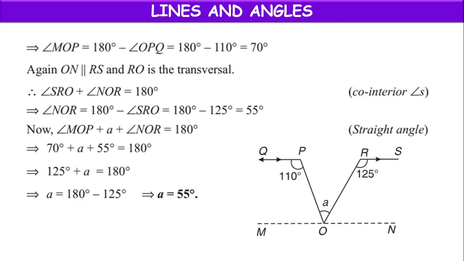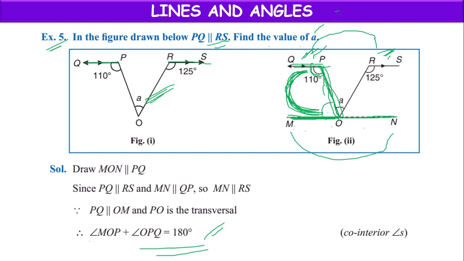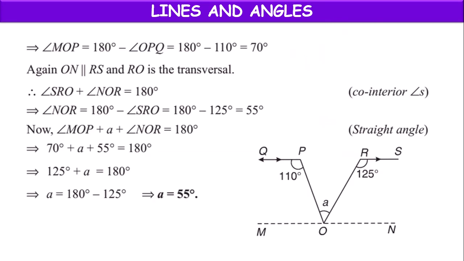In the same way, because this MOP value we don't know, MOP will be equal to 180 minus OPQ. OPQ they have given as 110 degrees. 180 minus 110 degrees is equal to 70 degrees. So we have got this angle as 70 degrees.